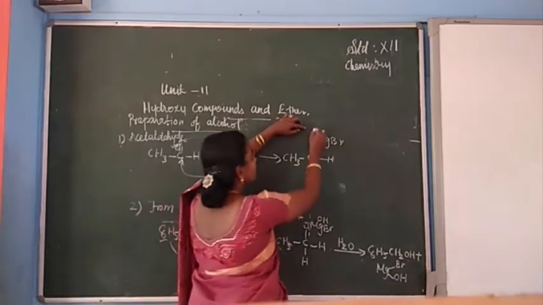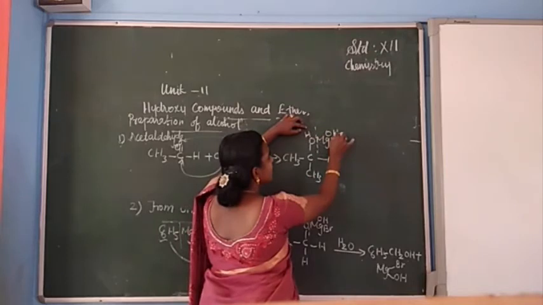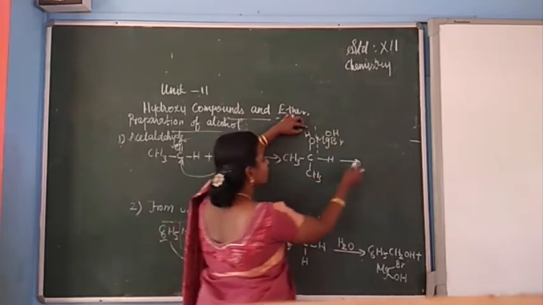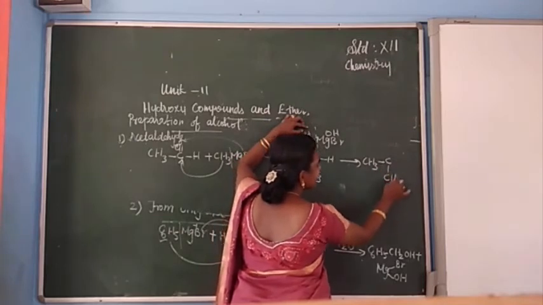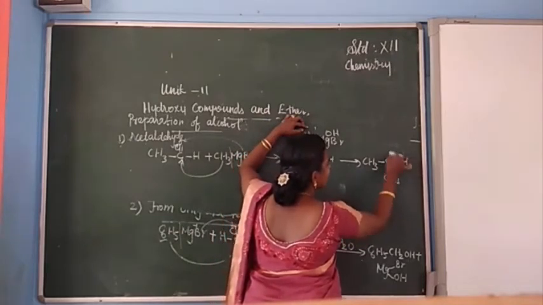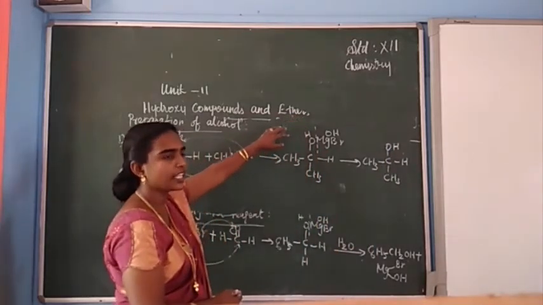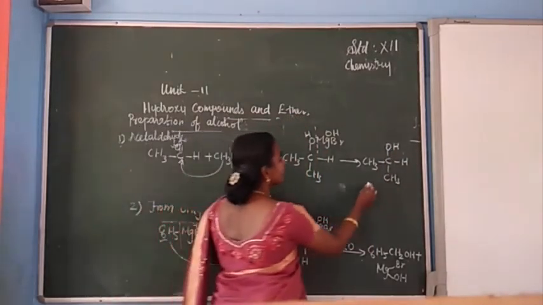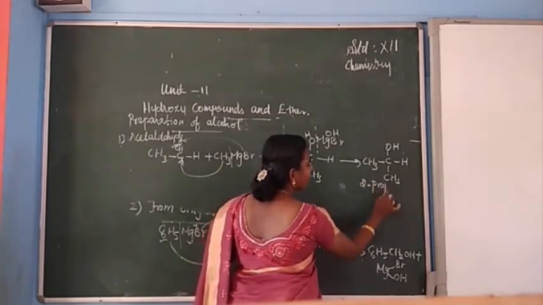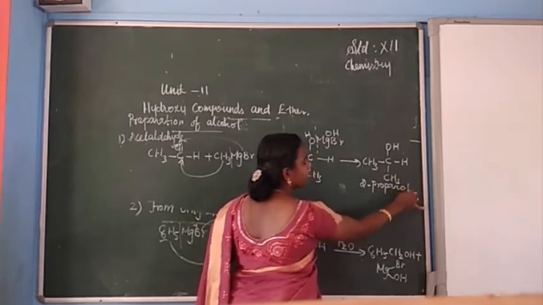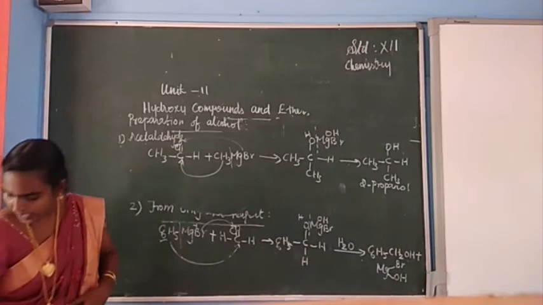Next, on hydrolysis, here H and here OH, you are getting the compound CH3 twice CHOH, that is, 2-propanol. The same method of preparation we can explain for acetone also.